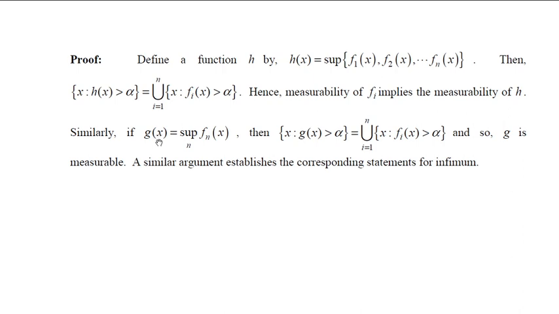Now, similarly, suppose g of x equal to the supremum of fn of x, then the set of all x where g of x is greater than alpha is nothing but the union of the sets of all x where fi of x is greater than alpha. That is, if you give i equal to 1, you will get the set of all x where f1 of x is greater than alpha, etc., up to the set of all x where fn of x is greater than alpha. But we know that each of them is Lebesgue measurable. Therefore, this set is also Lebesgue measurable. Similarly, you can prove it for the infimum.